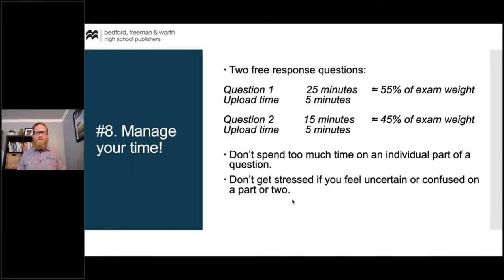Next up, don't get too stressed if you feel uncertain or confused about one part or another. It turns out that you'll probably still be able to get even a 5 on the AP exam, even if you didn't write anything down for one of the parts. So don't let that hang in your head. Move on to the next part and just be confident.